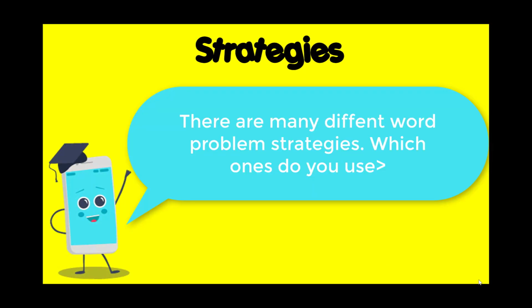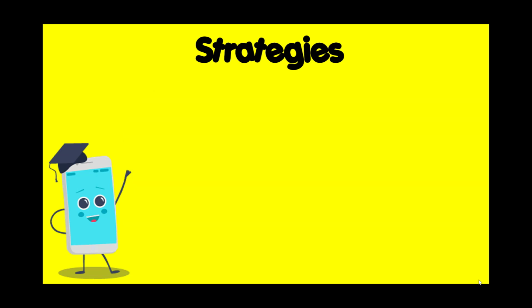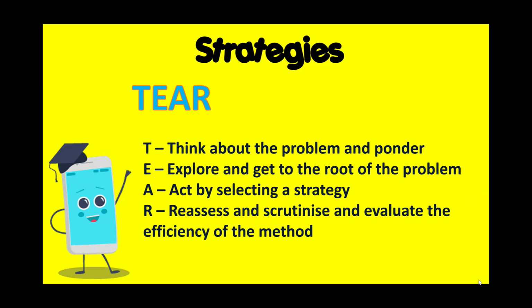There are many different strategies out there for helping children to solve word problems. You may have heard of some of these. Let's go through some common ones. We have TEAR. T stands for think about the problem and ponder. Explore and get to the root of the problem. Act by selecting a strategy. And then reassess and scrutinise and evaluate the efficiency of the method.